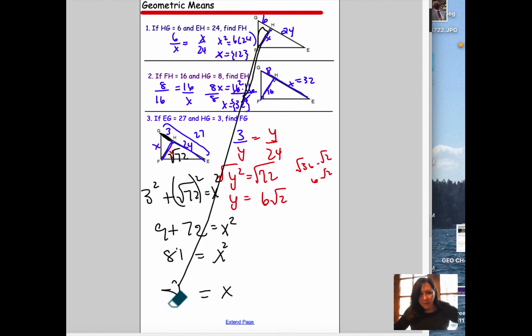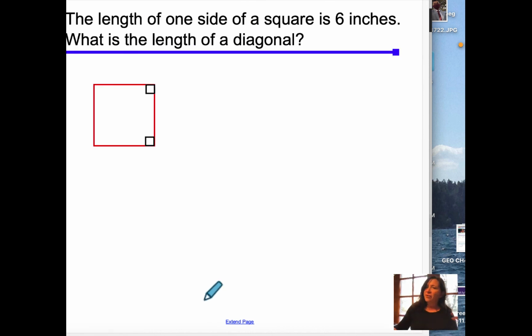Two more problems and we're actually done. The base angles of an isosceles triangle: I want you to draw an isosceles triangle. It looks like this, meaning two sides are congruent. The base angles are 55, so that means 55 plus 55.